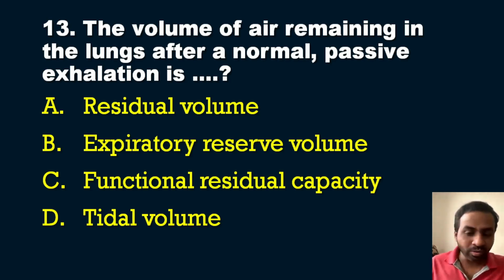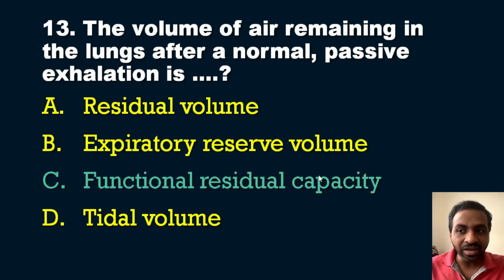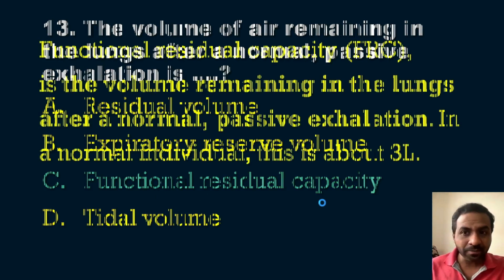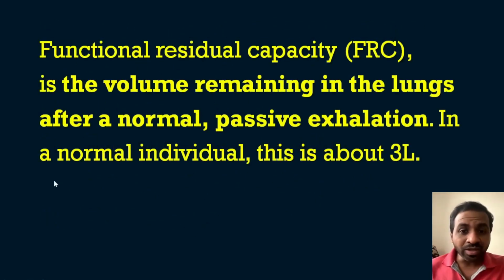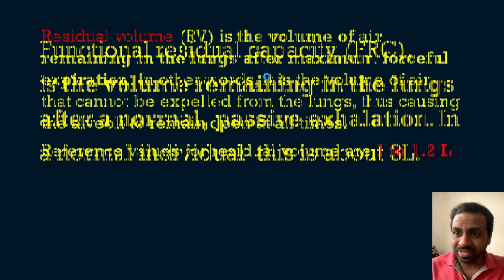I know you know the answer, and the answer for the question is option C, that is functional residual capacity. We will see each option in detail. What is functional residual capacity? That already we have explained, and it is the volume that is remaining in the lungs after a normal passive exhalation, and in normal individuals it is about 3 liters. So we will see the other options also.